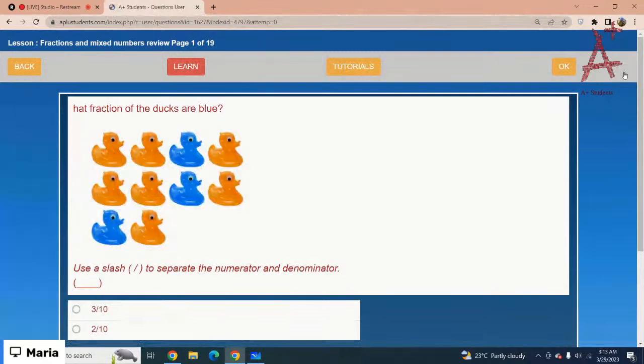Okay, what fraction of the ducks are blue? So the total ducks are 10. Out of the 10, 3 are blue. So it would be 3 out of 10. Got it? It would be 3 out of 10. The correct option is option number 1.